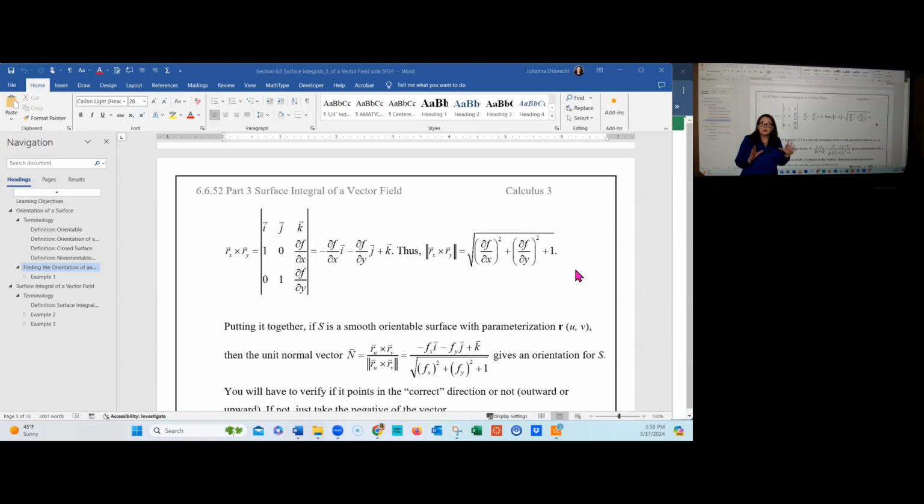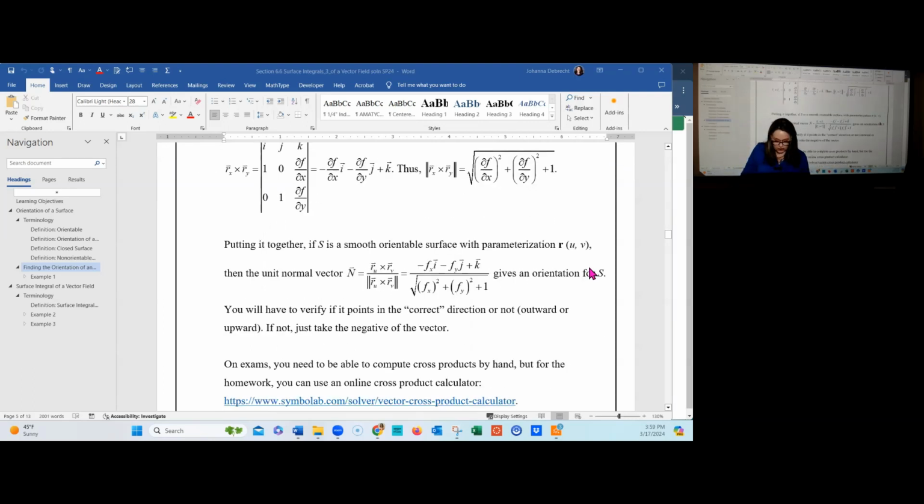Now, this is a normal vector for that parameterization, but it's not a unit normal vector. So we divide by its magnitude in order to get a unit normal vector. In other words, these are identical formulas using different types of parameterizations.